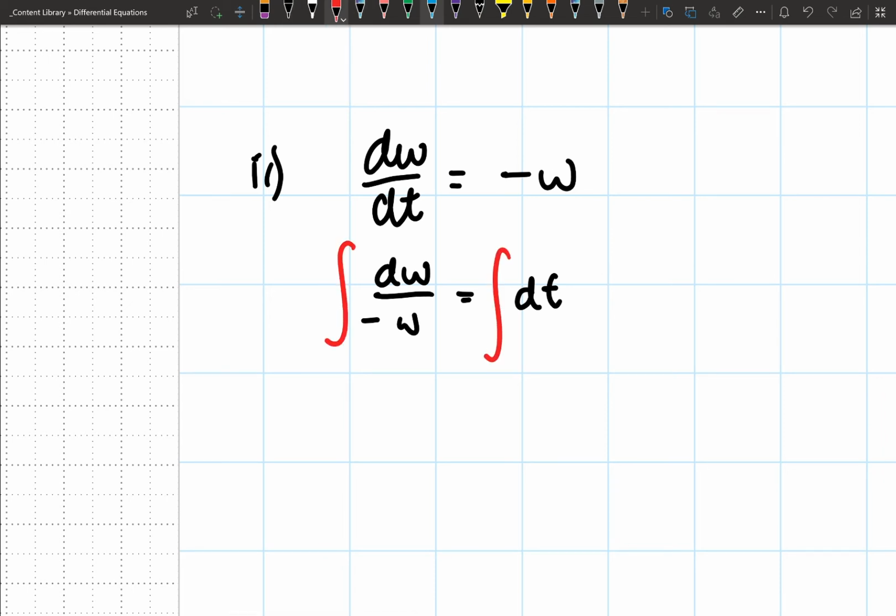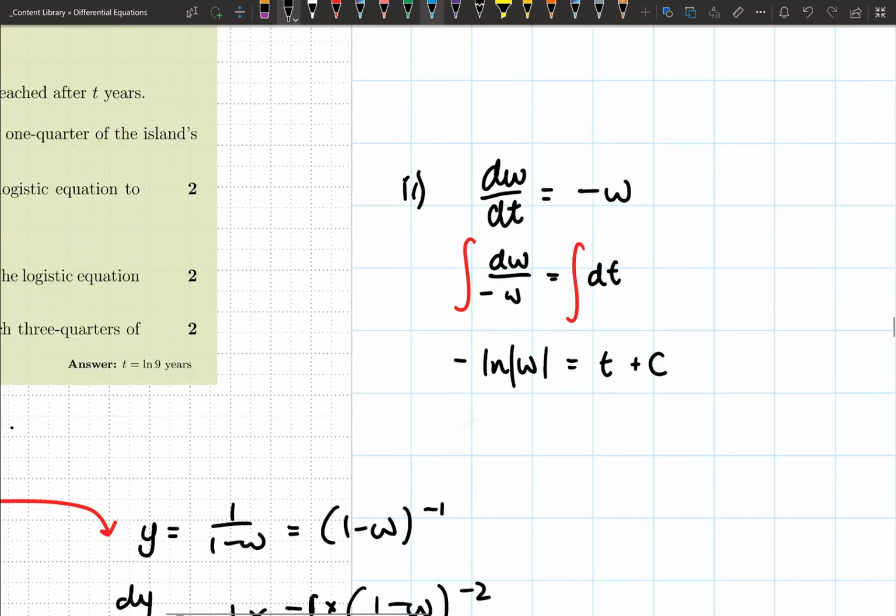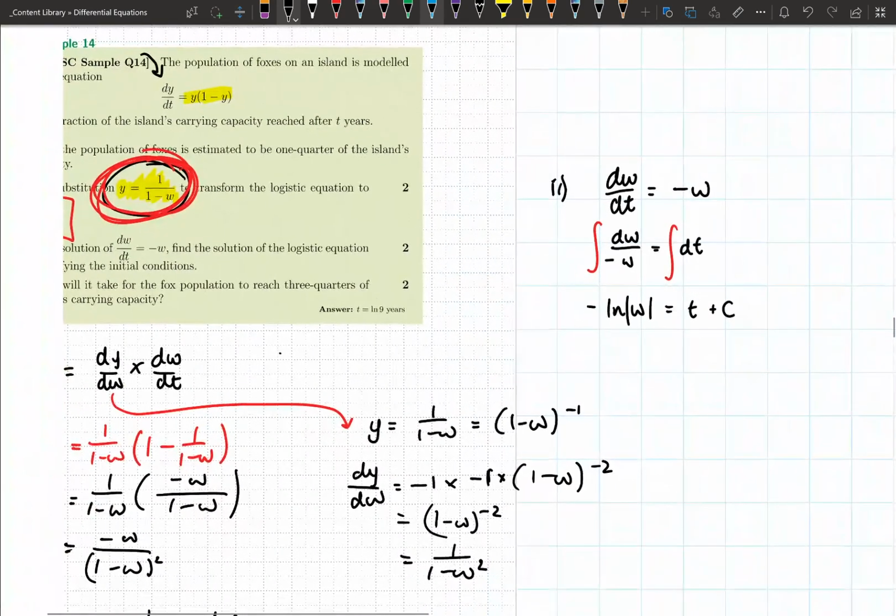Integrate both sides. Now, on the left-hand side, what am I going to get? You got negative ln W is equal to t. And what do we also need to include? Plus c. Excellent. Now, at this point, we can actually solve the initial condition.